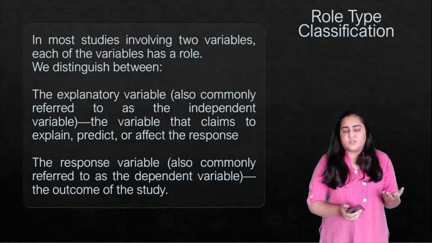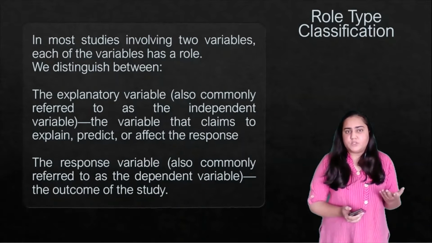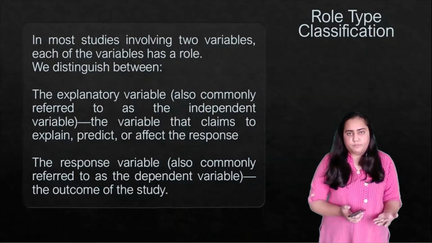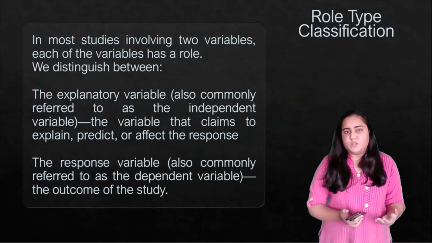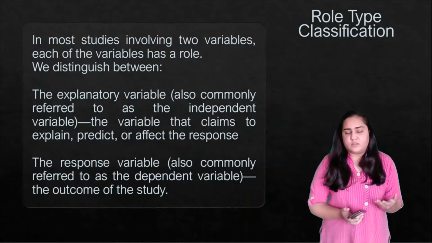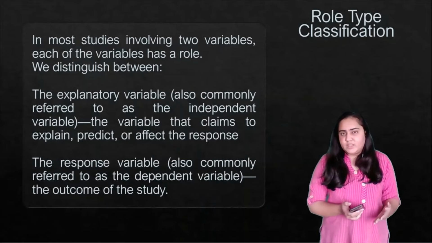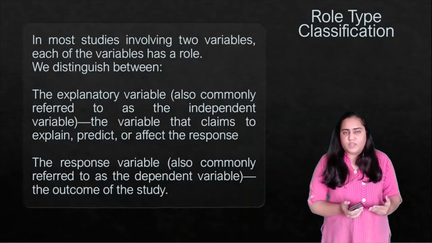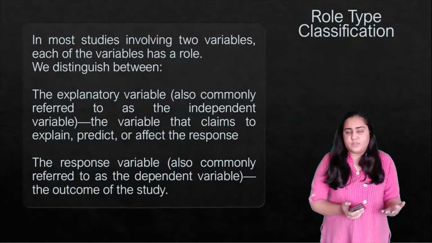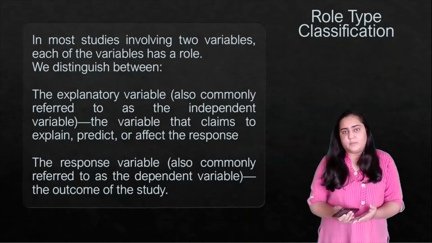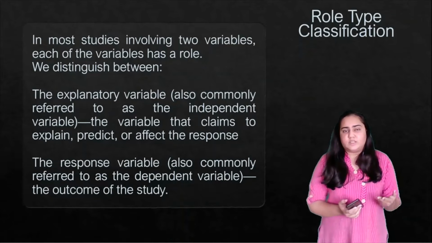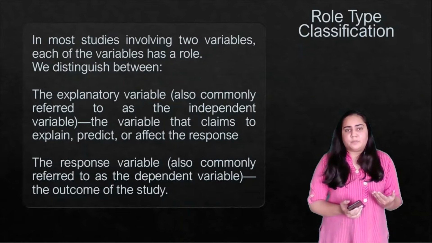One is known as an explanatory variable, which is also commonly known as an independent variable. So this is the variable that claims to explain, predict, or affect the response. So this is not the variable that we are trying to predict or we are trying to find out. This is the variable that's going to help us to predict something else or to find something else out. So this is known as the explanatory variable or an independent variable.